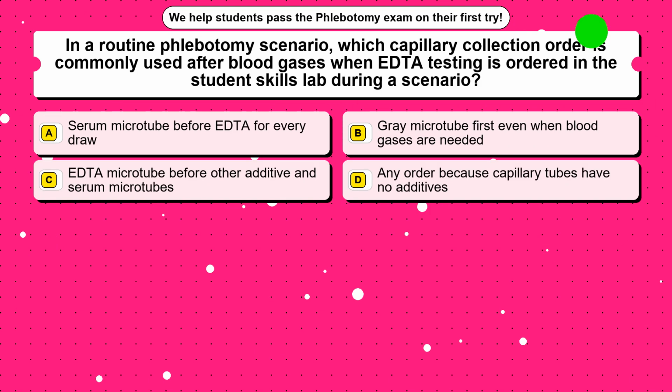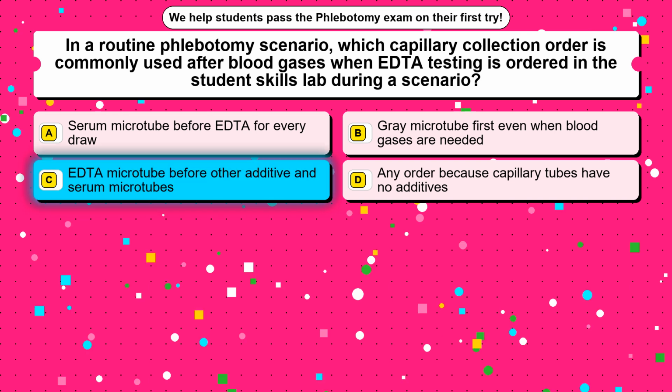Question 46. In a routine phlebotomy scenario, which capillary collection order is commonly used after blood gases when EDTA testing is ordered in the student skills lab during a scenario? Option A, serum microtube before EDTA for every draw. Option B, gray microtube first even when blood gases are needed. Option C, EDTA microtube before other additive and serum microtubes. Option D. Any order because capillary tubes have no additives.